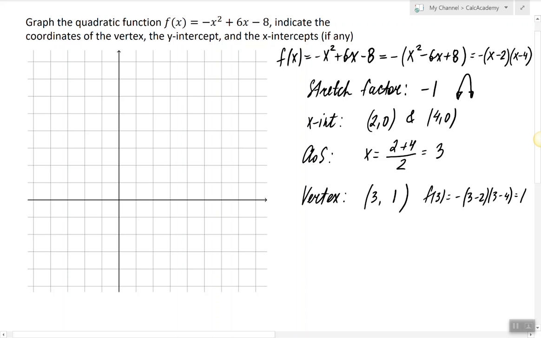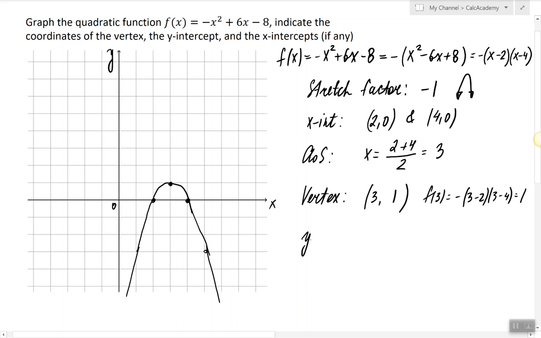So now we're ready to graph this function. We're going to start with the vertex at (3, 1). The x-intercepts are (2, 0) and (4, 0). And the stretch factor is -1. That means the parabola opens down and looks something like this.